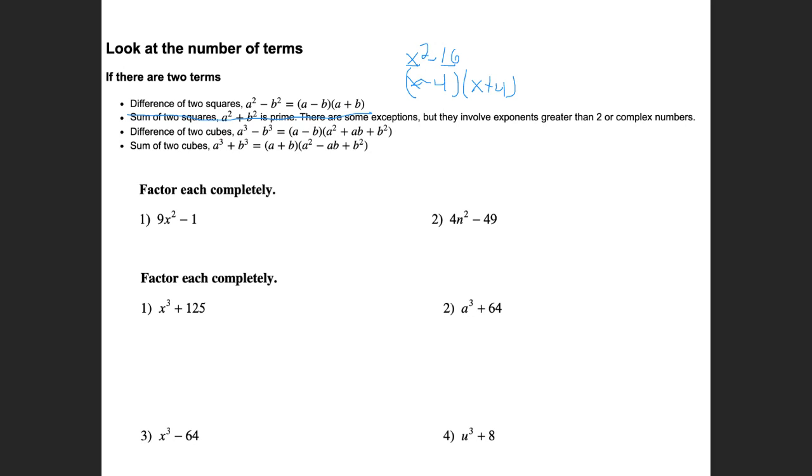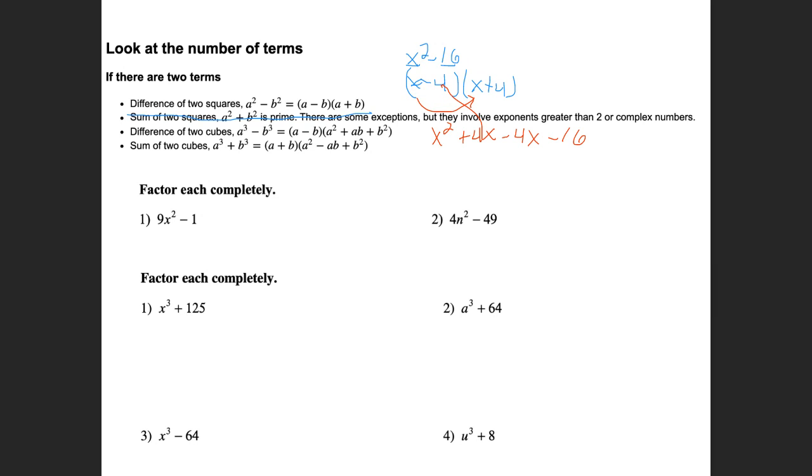Let me use FOIL here just to prove to you that it works. So if you multiply x times x, you get x squared. X times 4 gives me 4x. Negative 4 times x, minus 4x. And then negative 4 times 4 is negative 16.